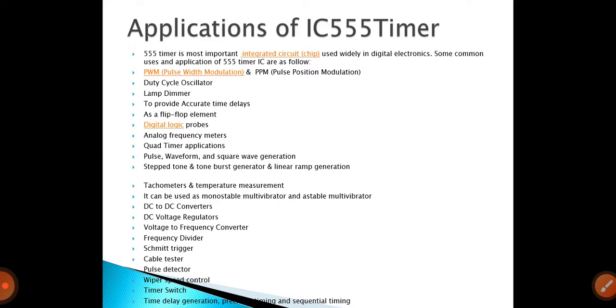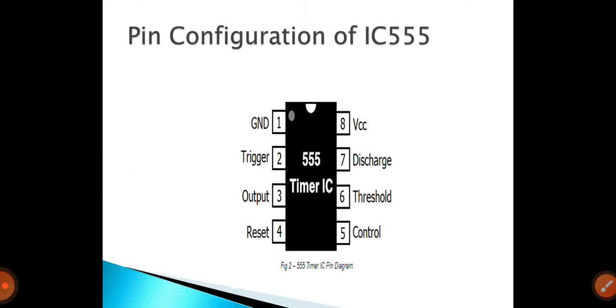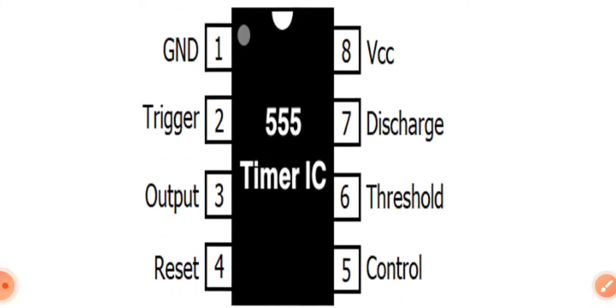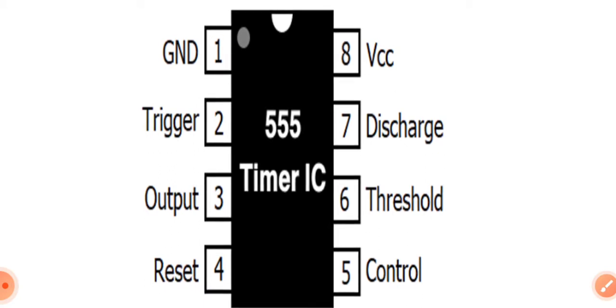Let us see the pin configuration of the IC 555 timer. Pin number 1 is ground. Pin 2 is trigger. Trigger means whatever input you give, it decides whether it is high or low. Pin 3 is the output pin. Pin 4 is reset. Set and reset: if it is in the on state, it is set; if it is in the off state, reset. This pin decides that, it is pin number 4.